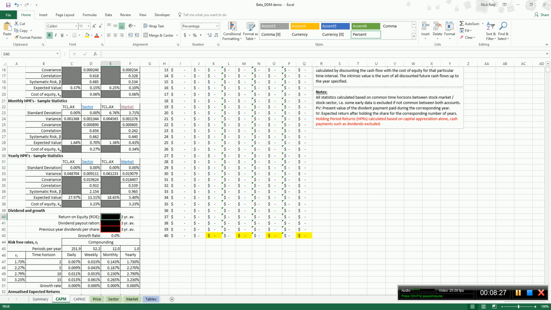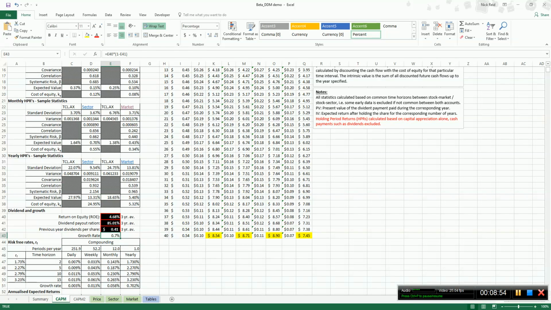So ROE I've got as 4.68%. The dividend payout ratio I have at 85.01%. The previous year dividends per share I have at 41 cents. And then the growth rate is automatically calculated there when you press Shift F9, 0.7%.